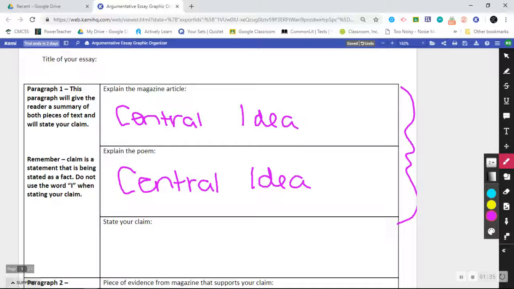At this point, I want you to pause the video, and on your graphic organizer, I want you to go ahead and fill out these two boxes. So all you're doing is adding the central idea for the magazine article, which was the first text, and then the central idea of the poem. So take care of that now.